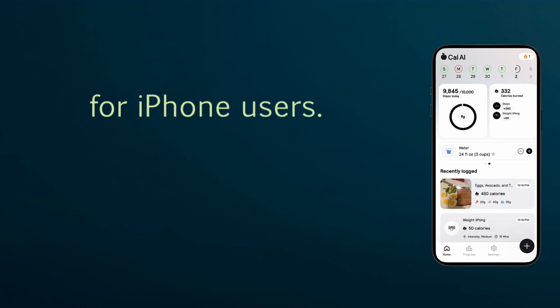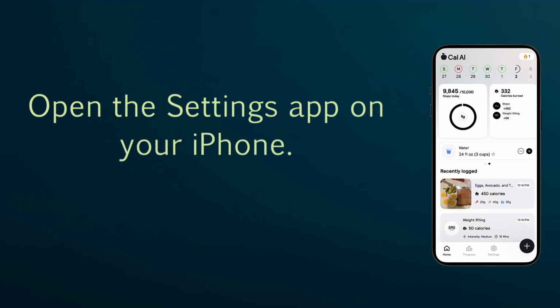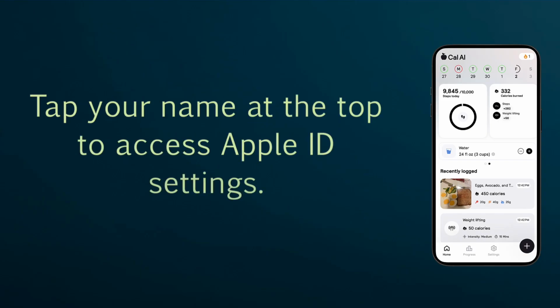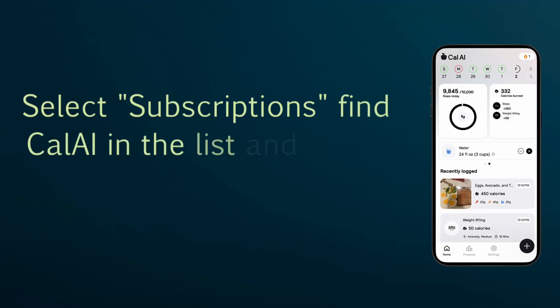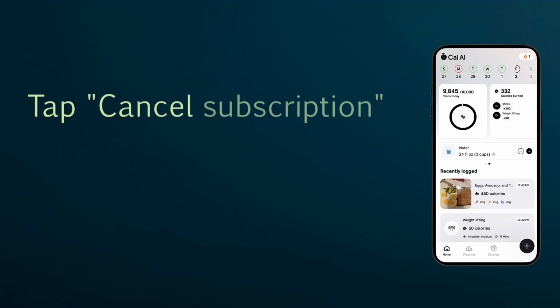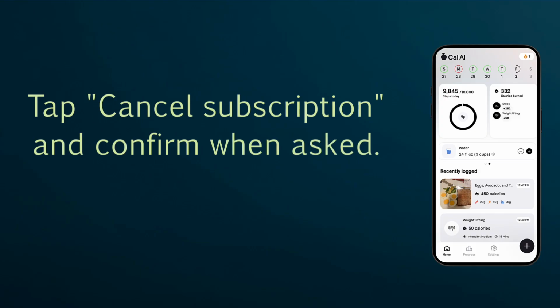For iPhone users, open the Settings app on your iPhone. Tap your name at the top to access Apple ID settings. Select Subscriptions. Find Cal AI in the list and tap it. Tap Cancel Subscription and confirm when asked.